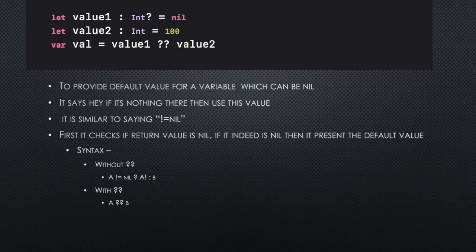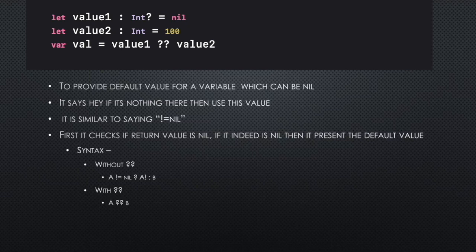So double question mark is for optionals, okay? And as we talked about, an optional can be null and it can be a value. So what double question mark assures is, if it is null, it can have some default value. So double question mark provides a default value for a variable which can be null. It says, hey, if there's nothing here, then use this value.